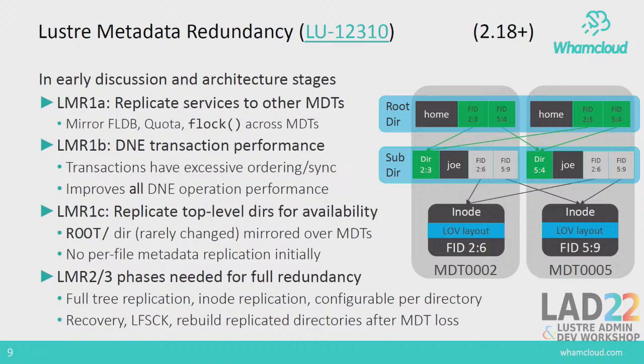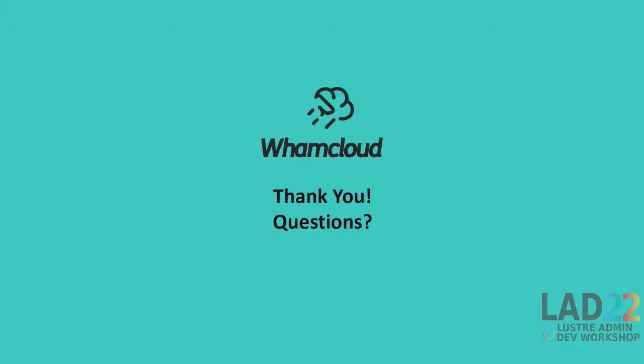And once those things are done, we can start doing the 1C project, which would be starting to do mirroring of the top level, like a root directory, so that you can access at least parts of the file system, even if MDT0 is offline, right? And because the root directory doesn't get modified very often, having a mirror copy of it wouldn't impact the performance too badly, but we would definitely need to do distributed transactions for every update to that directory. And so I think that's what I have today.